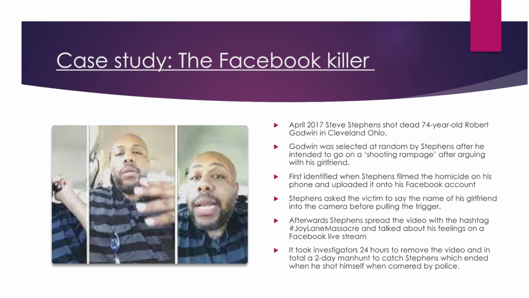In the graphic video, Stevens asked the victim to say the name of his girlfriend into the camera before pulling the trigger. Afterwards, Stevens posted the video onto the social media platform Facebook with the hashtag Joy Lane Massacre, which was the name of his girlfriend, and talked about his feelings on a Facebook livestream afterwards, which thousands of people viewed. It took investigators 24 hours to remove the video, and in total, a 2-day manhunt ensued to catch Stevens, which ended when he shot himself in the head when cornered by police.